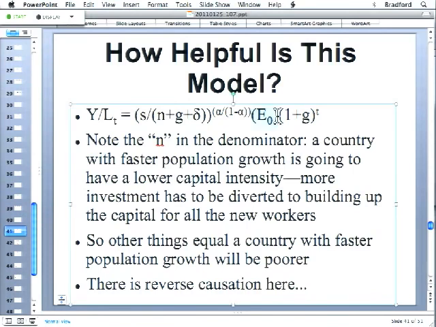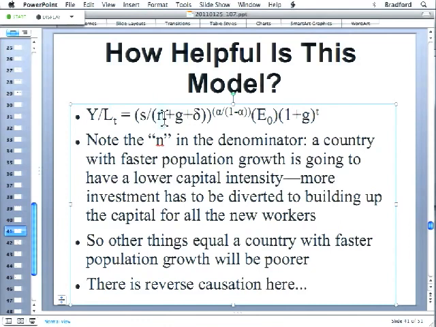Well, because of all the savings and investment done in the economy, not as much can be used to build up the stock of machines and buildings that multiply the productivity of any one worker. Rather, a greater share of savings and investment has to be devoted to building new factories, new machines, and new buildings in order to provide employment for all the extra workers. So other things equal, a country with faster population growth is likely to be poorer.